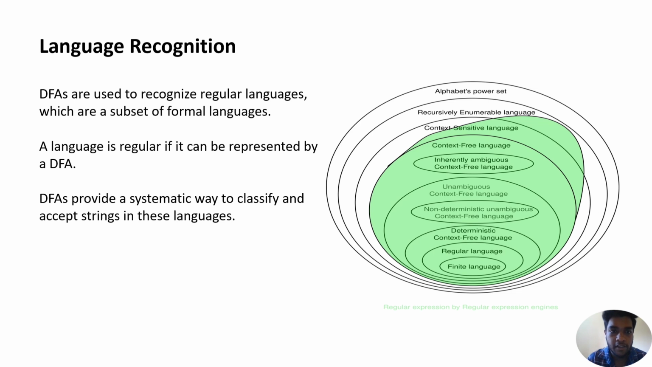Language recognition. DFAs are used to recognize regular languages, which are a subset of formal languages. A language is regular if it can be represented by a DFA. DFAs provide a systematic way to classify and accept strings in these languages.